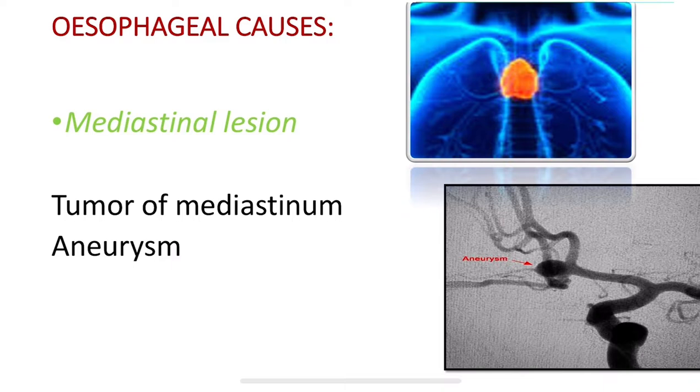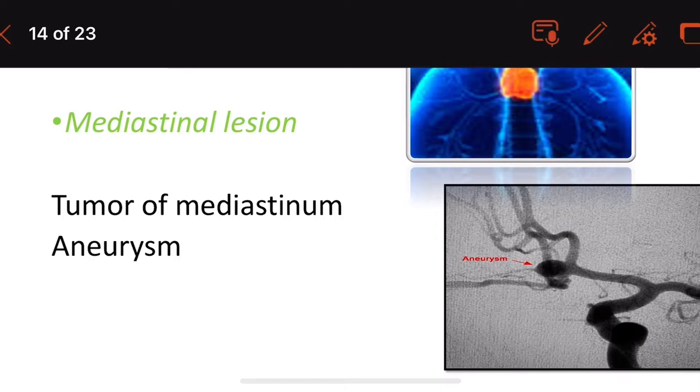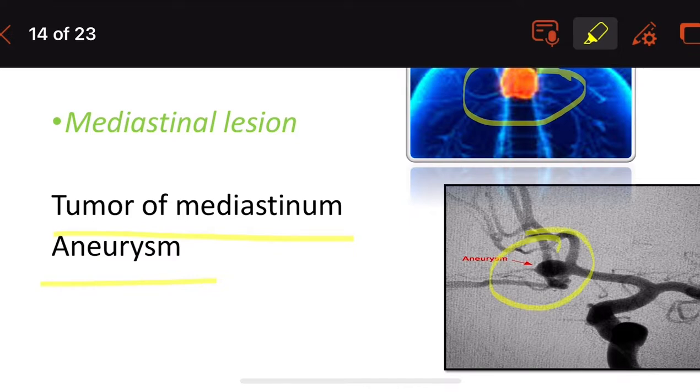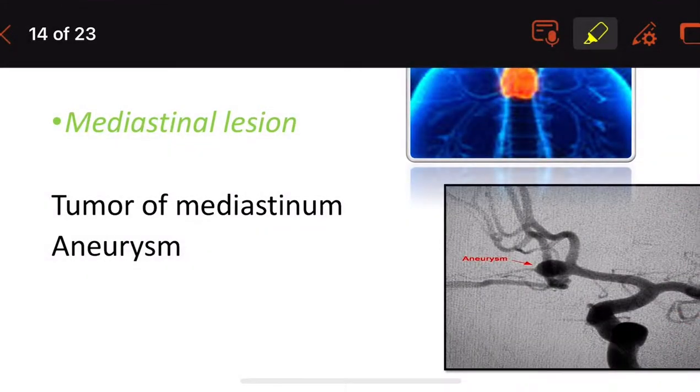Mediastinal lesion, tumor of mediastinum, and aneurysm. These are the next things. Then you see the mediastinal lesions here. The mediastinal lesion could be in the form of a tumor of the mediastinum, and then aneurysm. So aneurysm is nothing but the ballooning or the weakening of an artery. You can see the artery here. At places there is ballooning of the artery. This ballooning is nothing but the aneurysm. Okay.